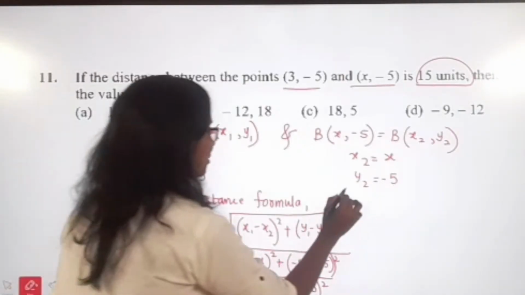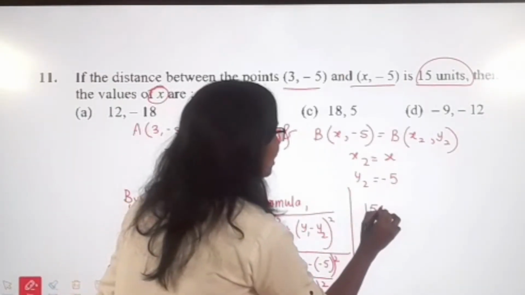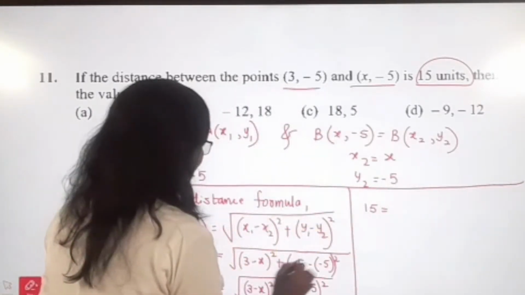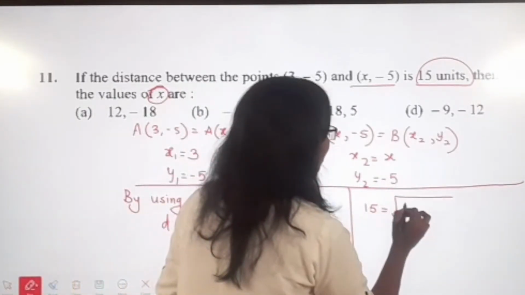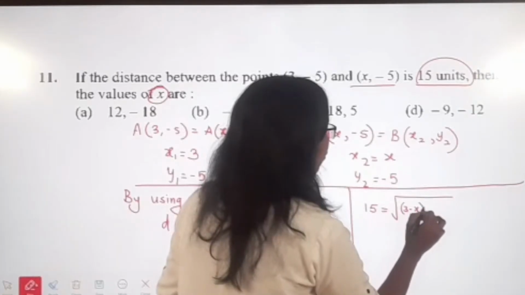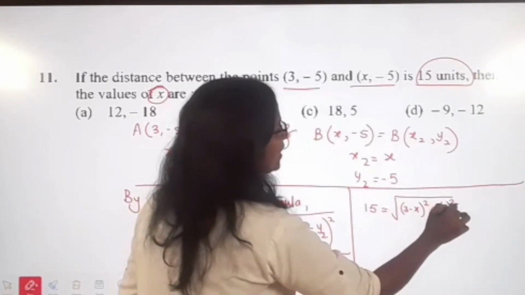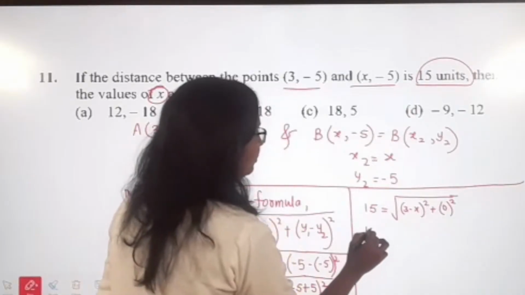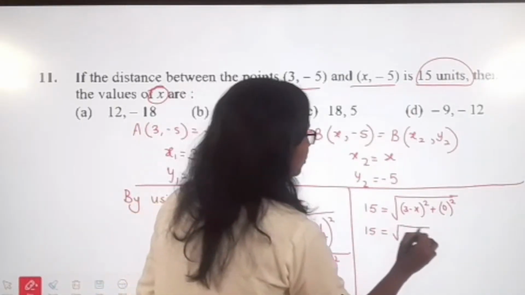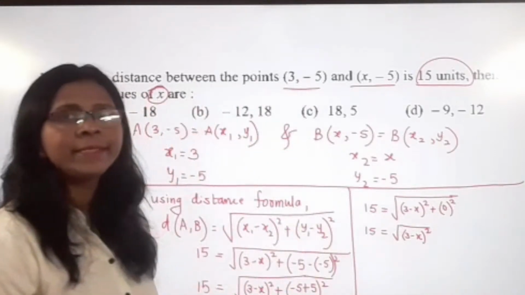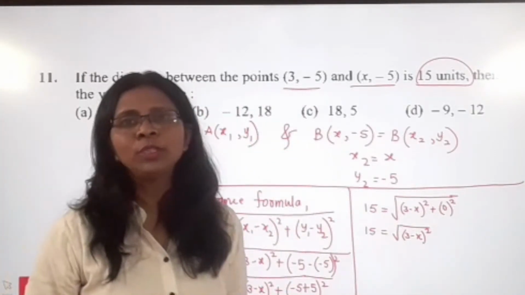So here students, 15 is equal to the square root of (3 minus x) whole bracket square plus 0, plus 0 whole bracket square. Okay, so now 15 is equal to the square root of (3 minus x) whole bracket square. So at this stage we square on both the sides.